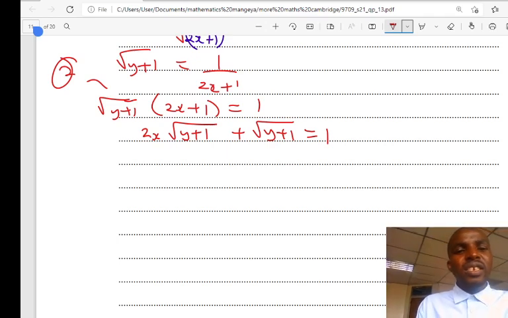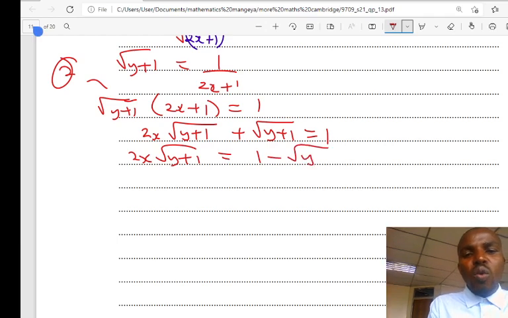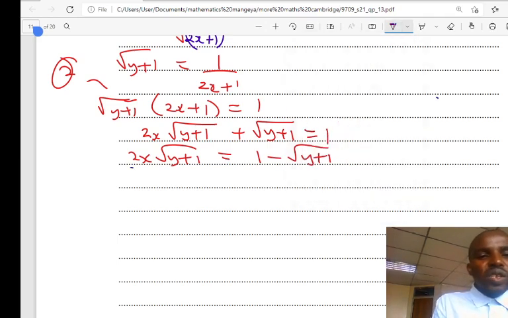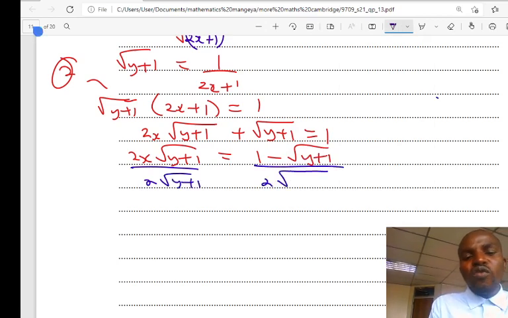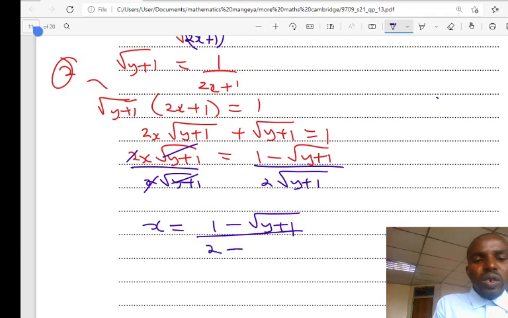So you say 2x times square root of y plus 1 is equals to 1 minus square root of y plus 1. Then after that, divide by 2. You want to be left with x here. So you divide by 2 square root of y plus 1 both sides. Then this 2 will cancel, and this one will cancel this one. We'll be left with x is equals to 1 minus square root of y plus 1 over 2 square root of y plus 1.